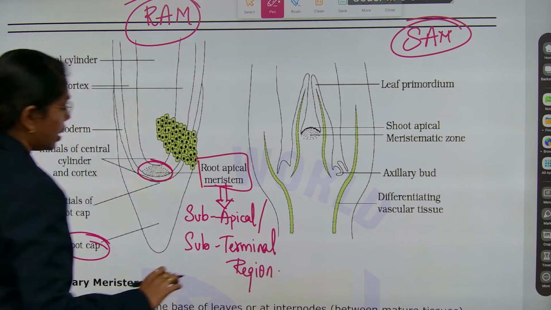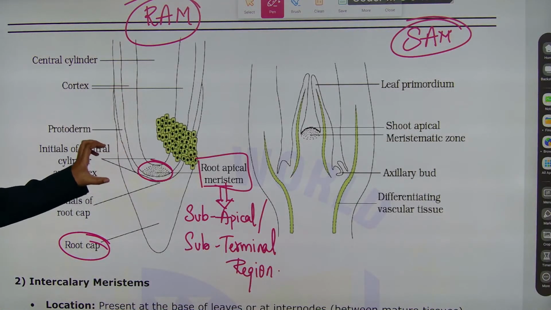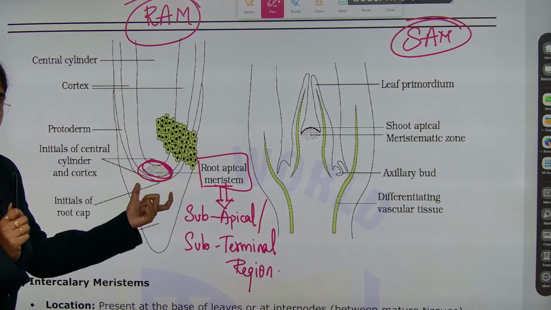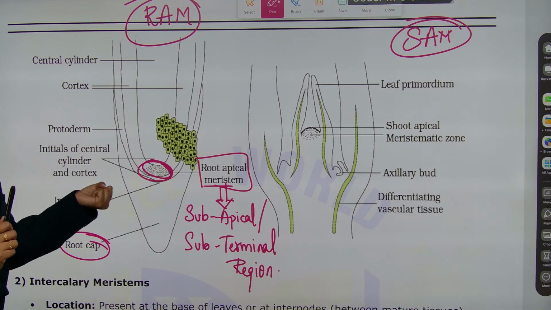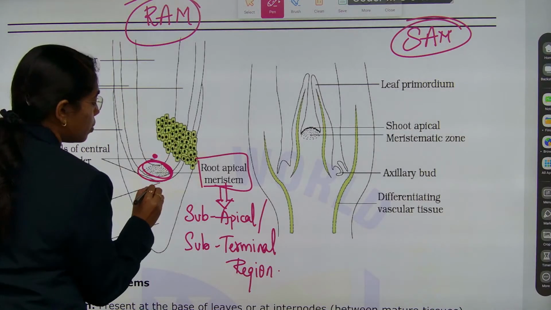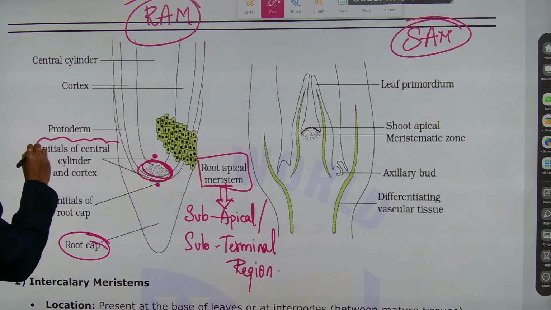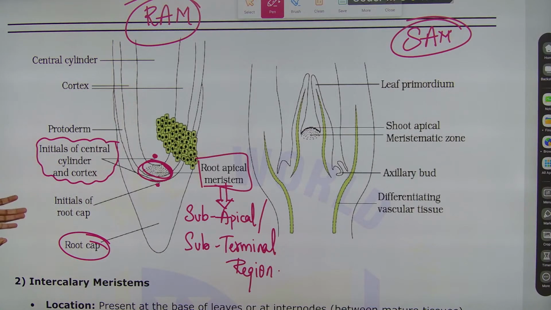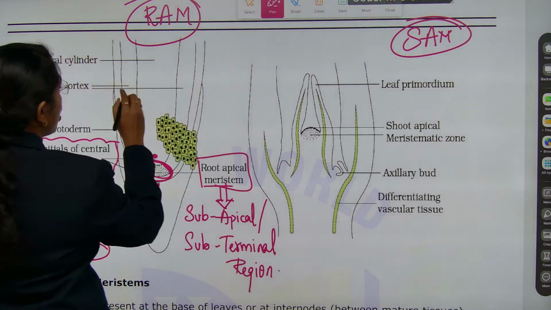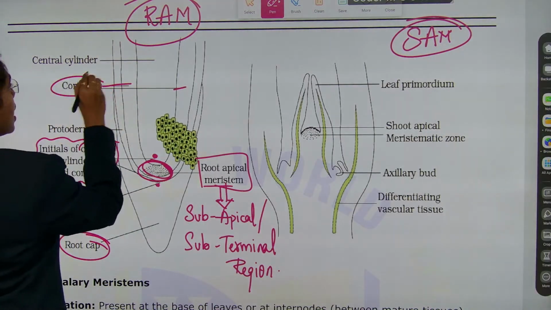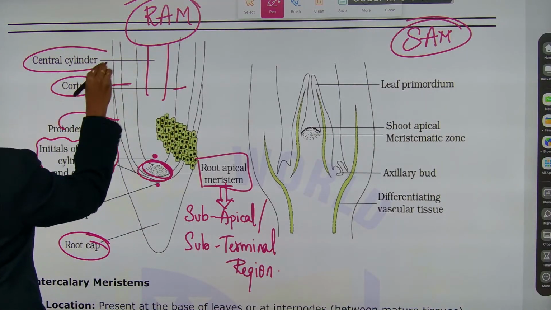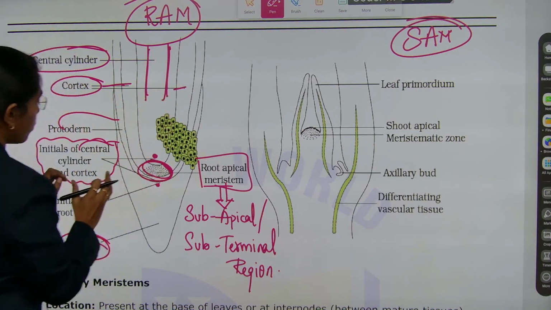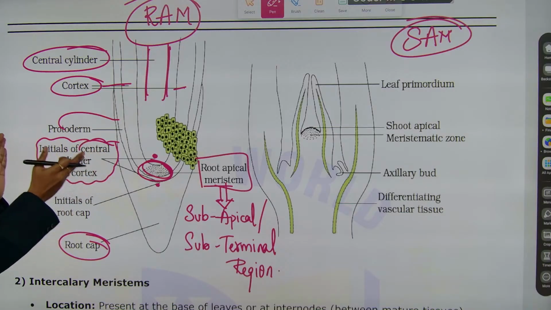Subapical or subterminal region, and the root apical meristem is the hot spot or hub which is filled with initial cells. Close to the root apical meristem you can see the initials of the central cylinder and cortex, which will build up the central cylinder and cortex regions. At the center you can see the central cylinder. These are developed from the initials of the central cylinder and cortex.